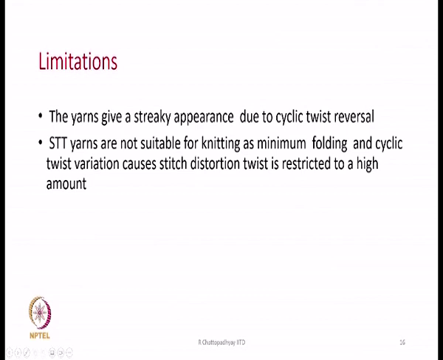STT yarns: that self twisted yarn, sometimes they are twisted again. The self twist yarn is taken and we again twist them, but these yarns are not suitable for knitting, as minimum folding and cyclic twist variation cause twist distortion, and twist is restricted to a very high amount. So, that is the problem, that is the twist distortion, the loops will be very much distorted.